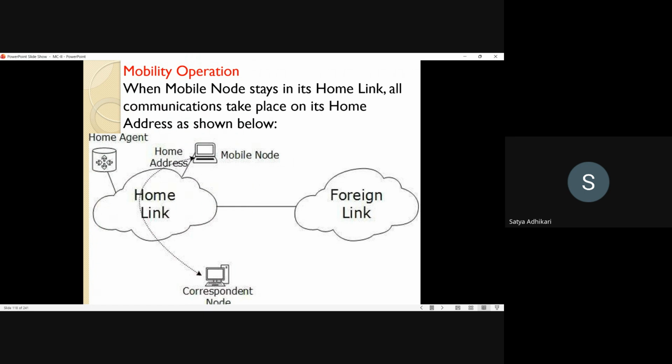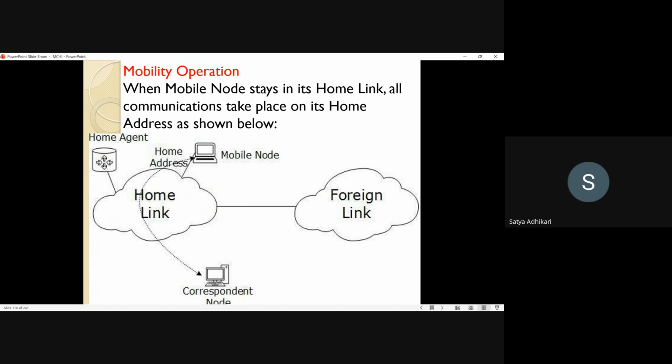The same mobility operation: when the mobile node stays in the home link, all the communication takes place on its home address, there is no problem. See here, the home link is there, the correspondent node sends data to the home link. The home agent is there, and it immediately delivers data to the mobile node. As long as the mobile node is present in the home link or home address, there is no problem. There is no need of a foreign link or foreign agent.